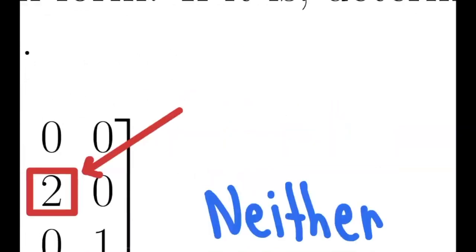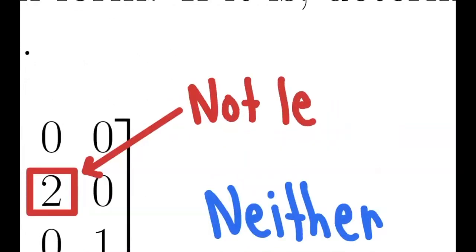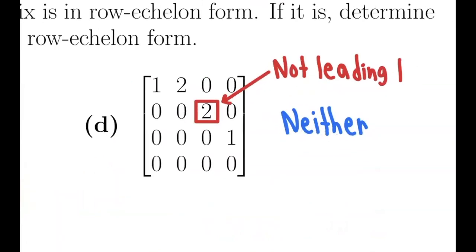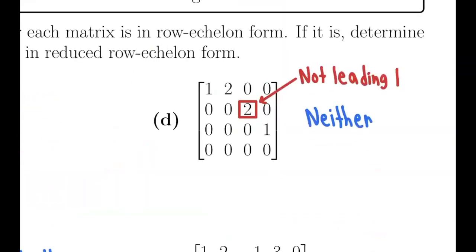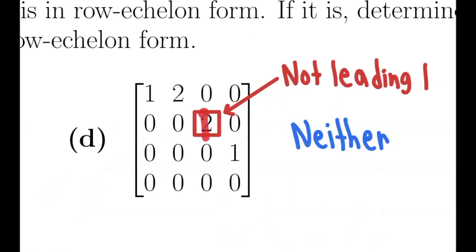This is not a leading one. Hypothetically, what if that were a one? I think we're gonna have something similar to that soon. But if that was a one, then it would be row echelon form. And it would also be reduced row echelon form because everything above and below the leading ones are zeros. Yeah, people would get thrown off by the second column, but do not be led astray by that.